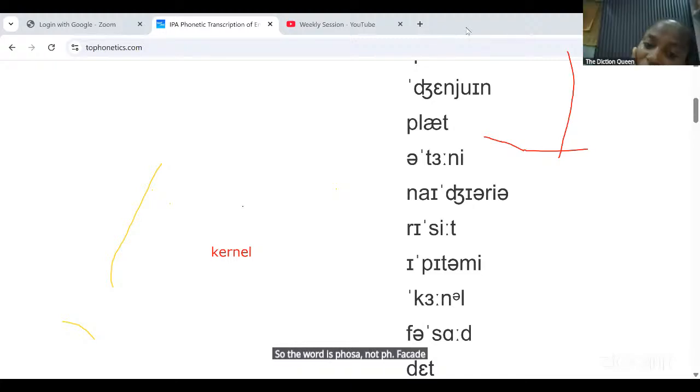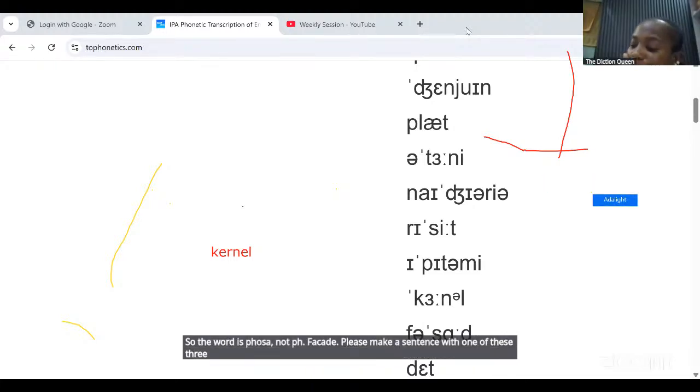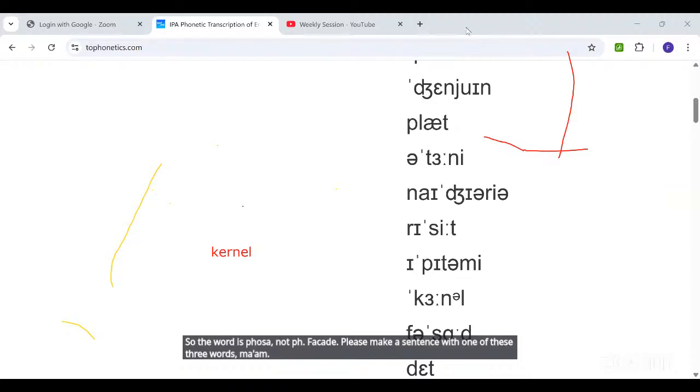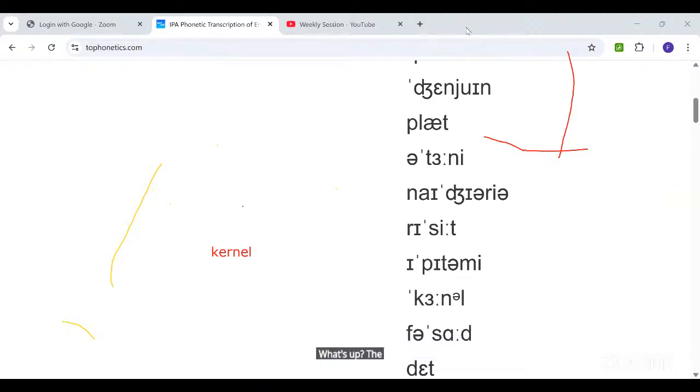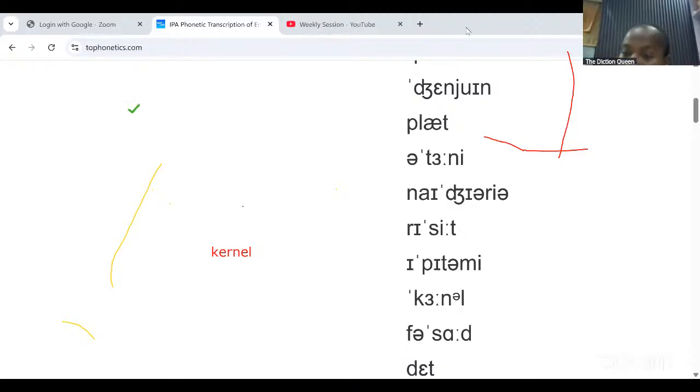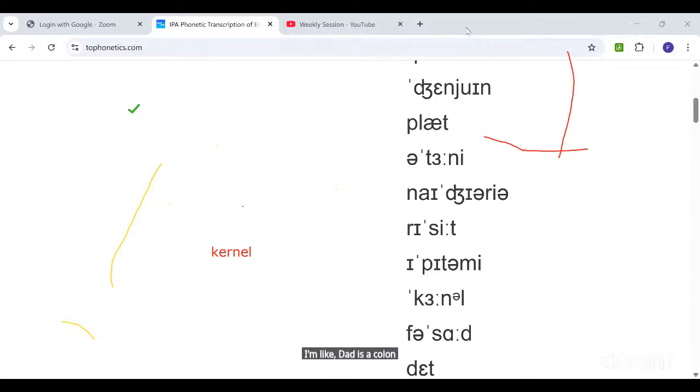Please make a sentence with one of these three words, ma'am. My dad is a colonel. Thank you very much. Please mute yourself.